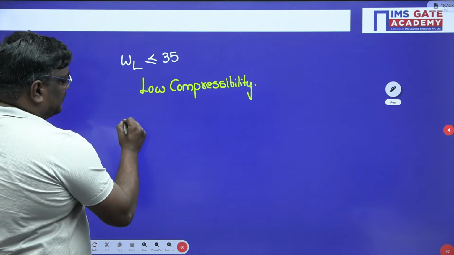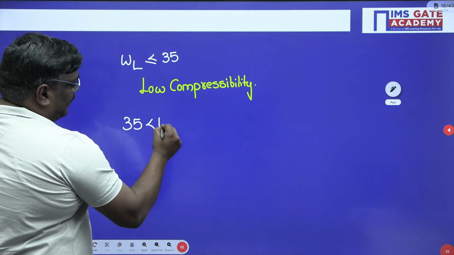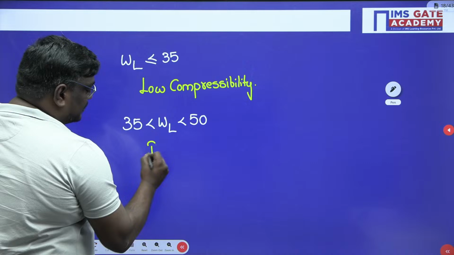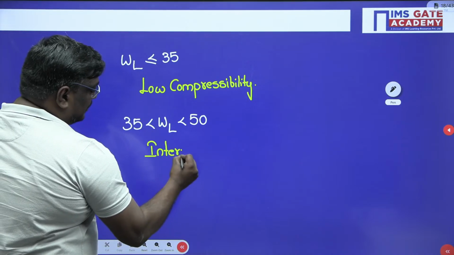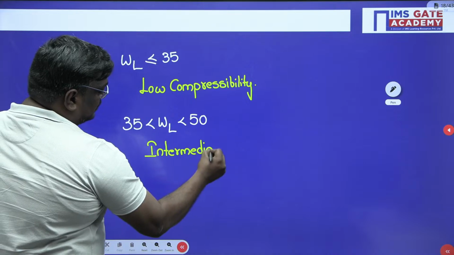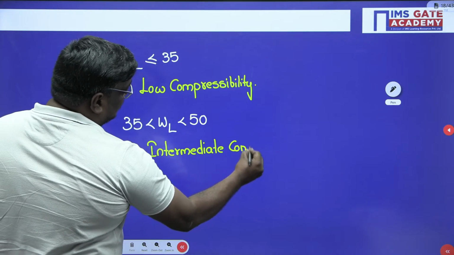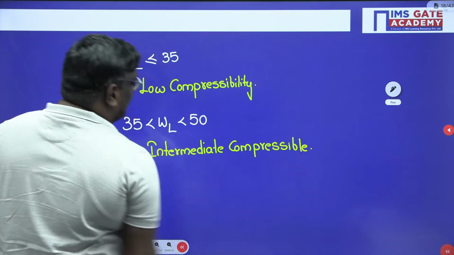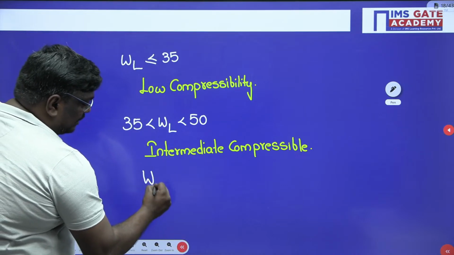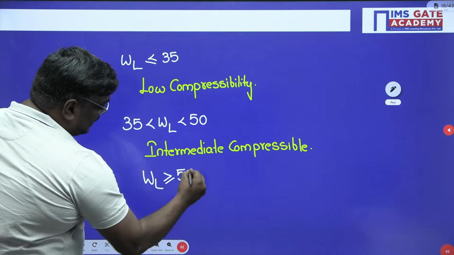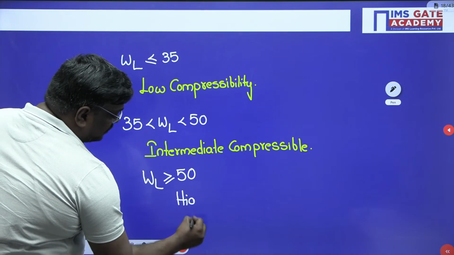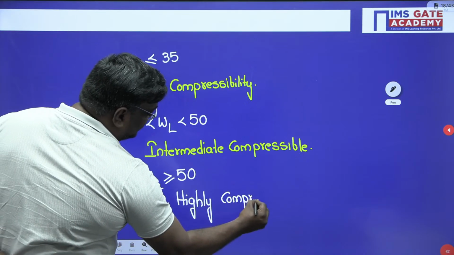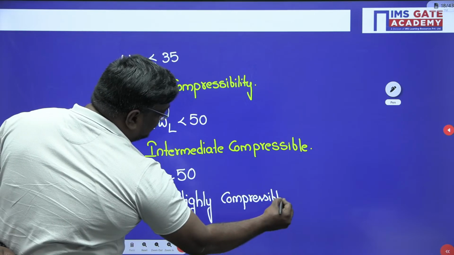If the liquid limit is between 35 to 50, we call it intermediate compressible. And remember, my dear students, if the liquid limit is more than 50, greater than or equal to 50, you can say highly compressible. Based on the liquid limit, you have to tell whether it is low compressible, high compressible or intermediate compressible.